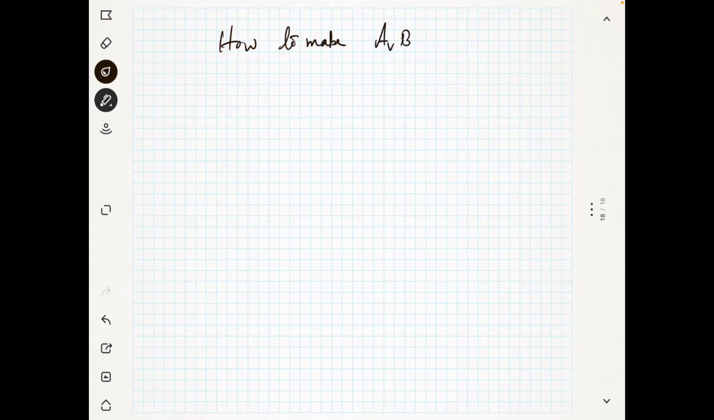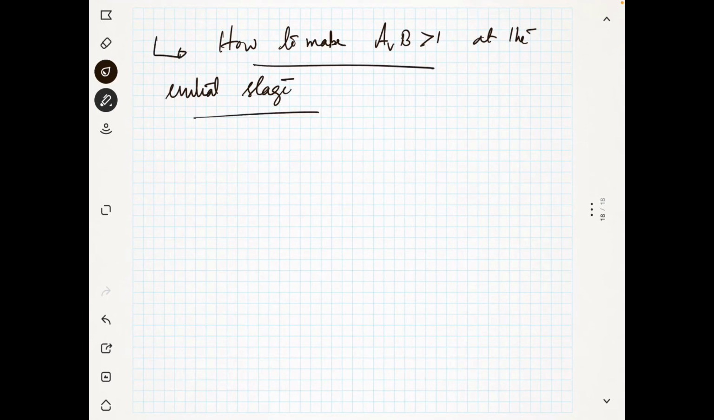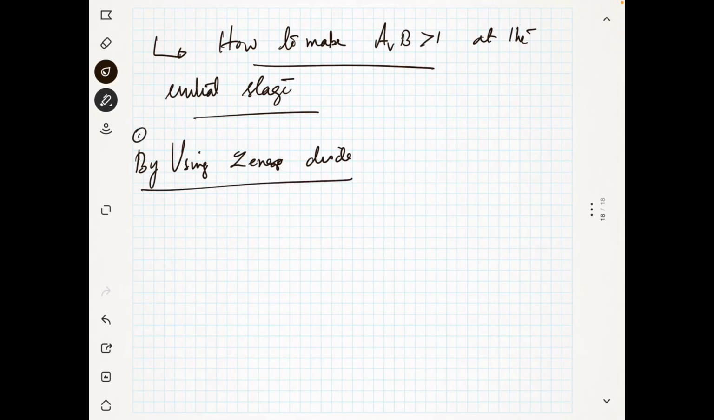Now we will see how we can make AV into B greater than 1 at the initial stage. For that we will see two methods. The first method is by using the Zener diode. By using any of these methods, what you are actually doing is controlling the amplifier. You have the amplifier, and the gain of the amplifier you are changing. So how to control the gain of the amplifier? That's what we are going to see.